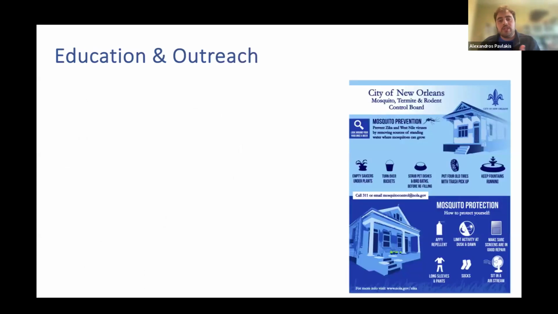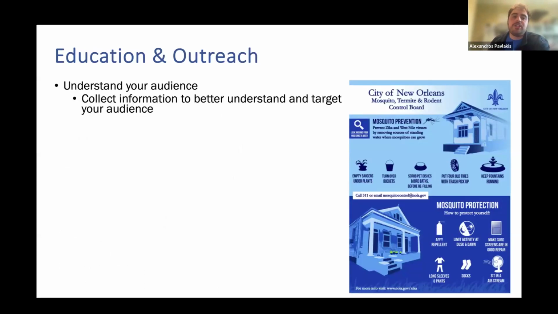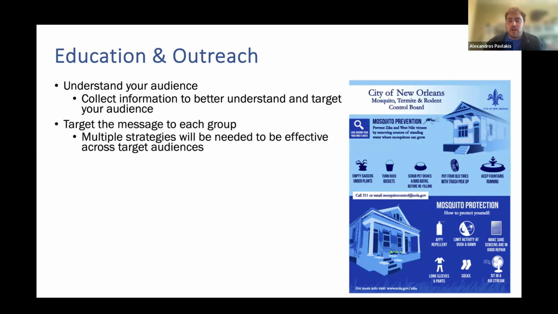So just a few keys for education and outreach. The really important thing: you need to understand your audience. You need to collect that information to better understand and target your audience. You can't just rely on everyone or think that every state or every parish is the same. Each area is going to have its own things of importance, its own little quirks. So understanding your target audience is important. And then once you understand that, you need to target that messaging at each group.